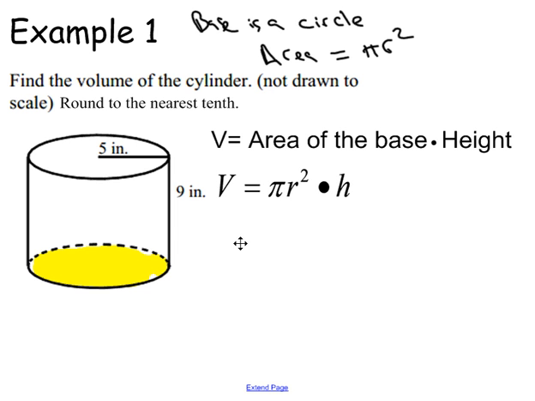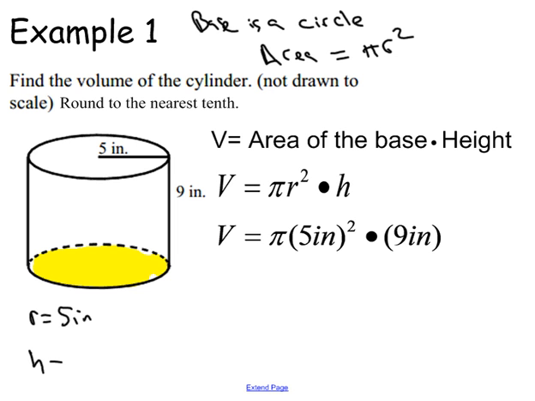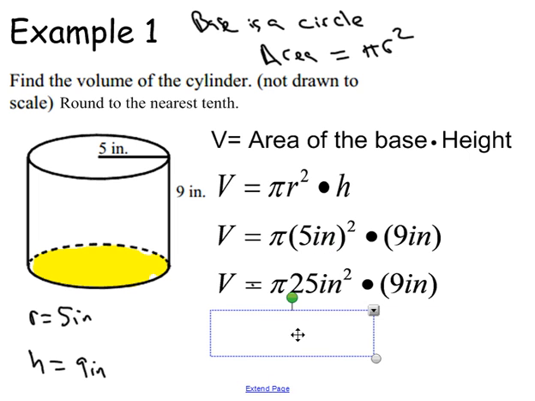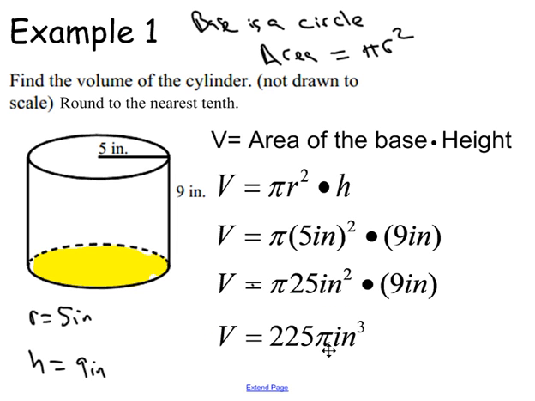Okay, going back to this problem. So you substitute, and you're going to get this, because the radius is equal to 5 inches and the height is equal to 9 inches. So we put 5 in here for the radius and we put 9 in here for the height. Do a little simplification. We're going to get 5 squared, 25, inches squared. Bring down the pi, bring down the 9 inches. 9 times 25 is 225. And now inches squared times inches is going to give us inches to the third power. And then just bring down the pi.